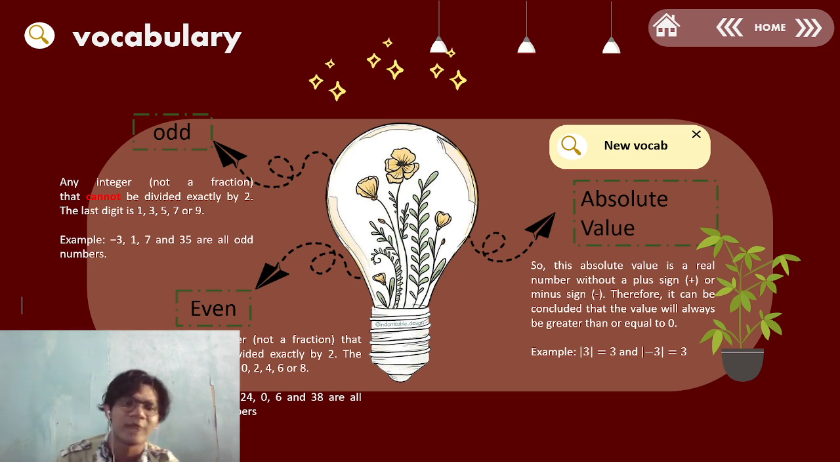And next is absolute value. This absolute value is a real number without a plus sign or minus sign. Therefore, it can be concluded that the value will always be greater than or equal to 0. For example, the absolute value of 3 is 3, and the absolute value of minus 3 is 3, too.